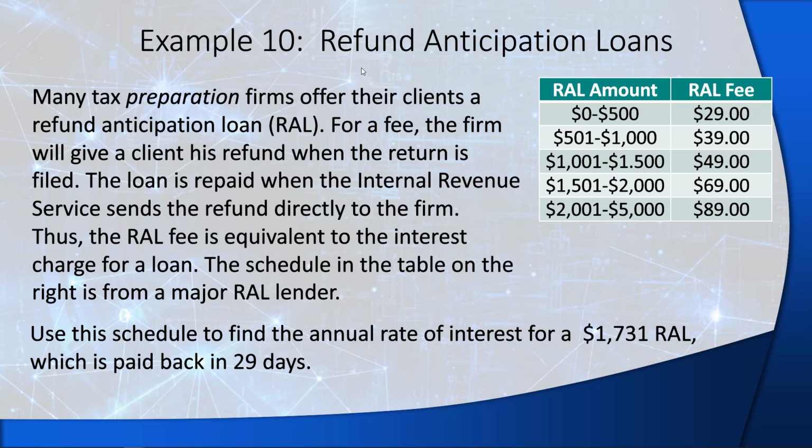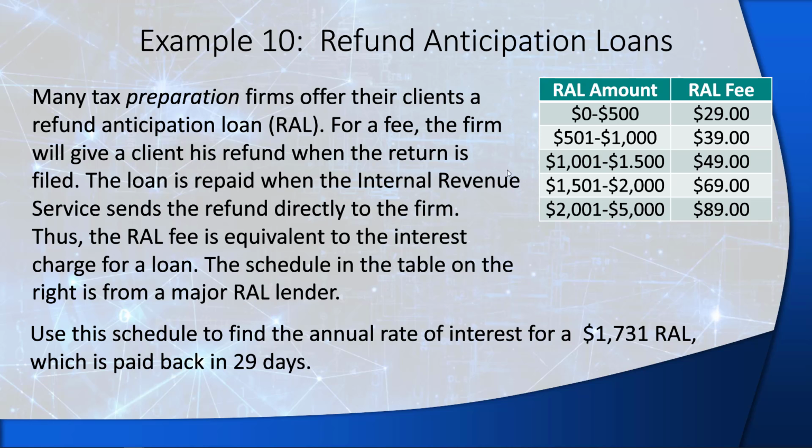In this example, we're going to deal with refund anticipation loans. Now, many tax preparation firms will offer clients basically a RAL, or a refund anticipation loan. And for a fee, the firm will give the client its refund when the return is filed, and then the loan will be repaid to the firm by the IRS, and thus the fee is really equivalent to interest charged on a loan.